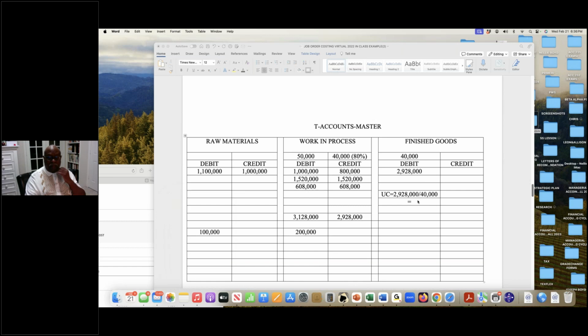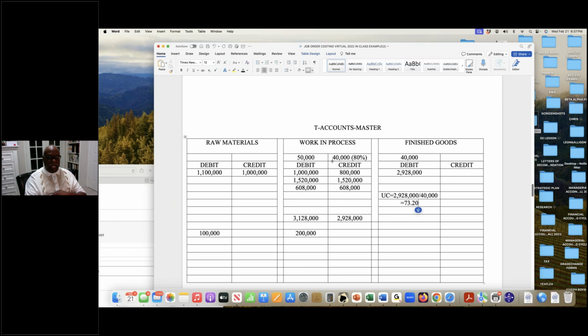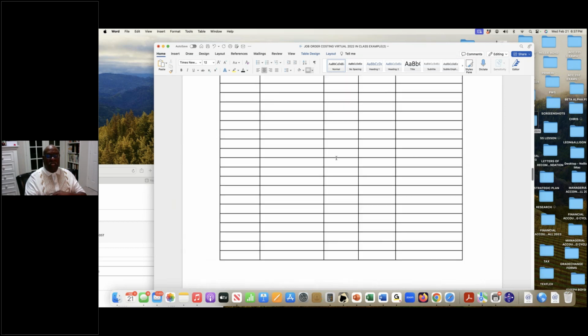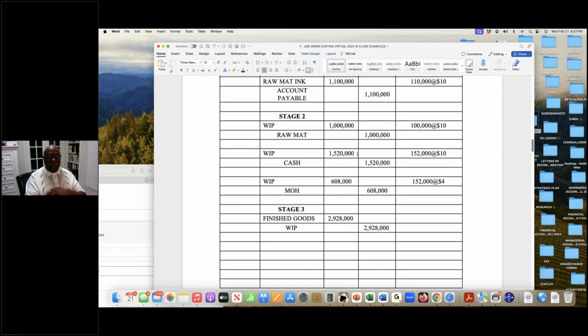So the actual cost that we're going to have to utilize is $73.20. That's more than the 68 that we estimated. But that's what we have to use because that's how the cost ran. So 73.20 is going to be the cost that we're going to utilize, because we have now to move on to stage 4 where we sell the item.